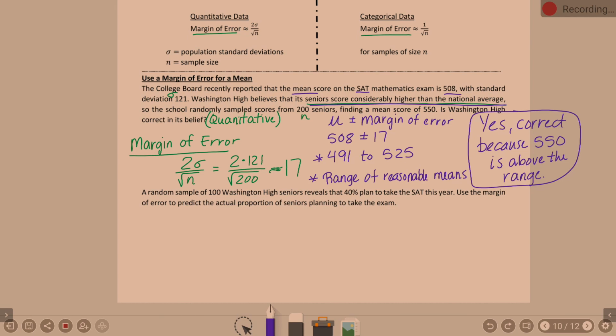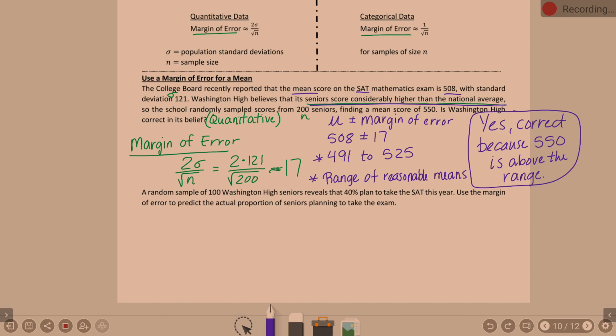We're going to use some categorical data on this next one. Statistically speaking. A random sample of 100 Washington High seniors reveals that 40% plan to take the SAT this year. Use the margin of error to predict the actual proportion of seniors planning to take the exam.